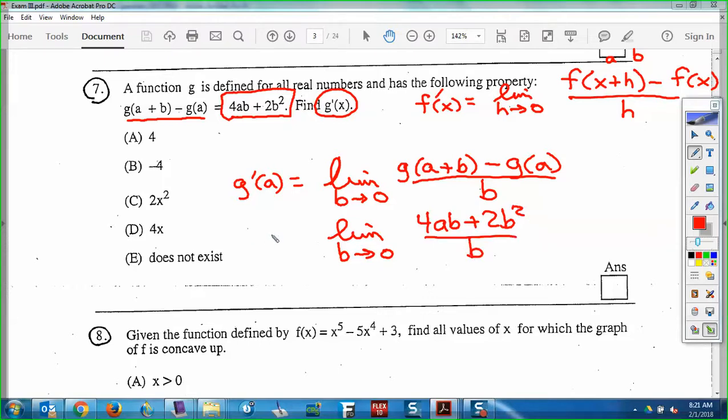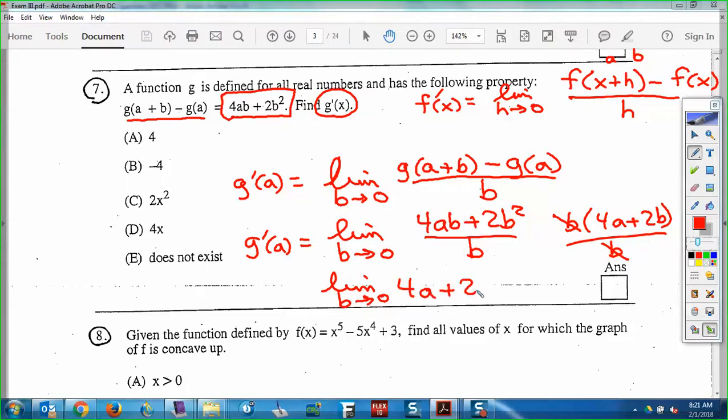And then all of a sudden it starts to make sense. Because then it's like, oh yeah, limit. I could take out a B now on top. That would be 4A plus 2B all over B. The B's cancel. So now I have the limit as B approaches 0 of 4A plus 2B.